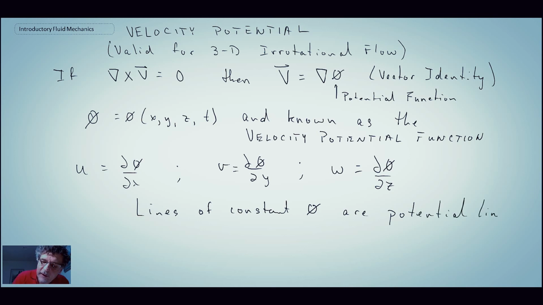So what we're going to do in the next segment, we're going to explore this a little bit further. We're going to go back to the velocity field that we looked at when we derived a stream function, and we're going to derive the velocity potential for that same velocity field. So that's what we'll do in the next segment.